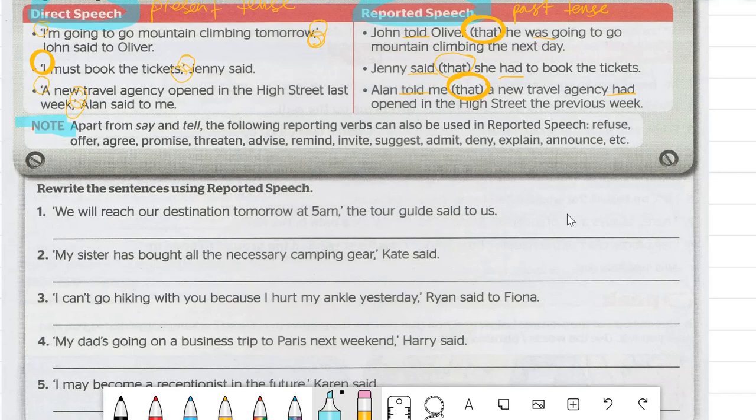Okay, let's try to rewrite. The first one. We will reach our destination tomorrow at 5 a.m., the tour guide said to us. Let's look at the sample sentence here. I'm going to go mountain climbing tomorrow, John said to Oliver. John told Oliver that he was going to go mountain climbing the next day. So the reported speech should start with the person saying the speech, that are direct speech here. So who said to whom? Yeah, the tour guide said to us, right?